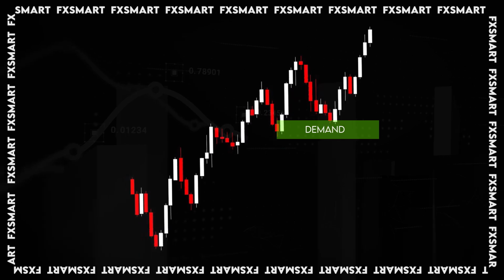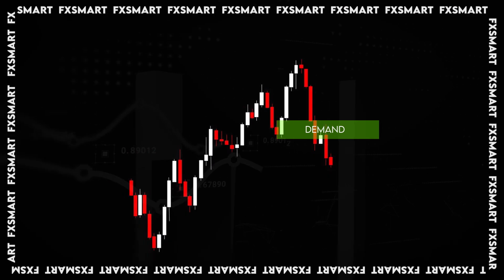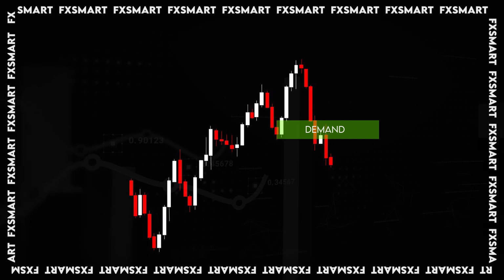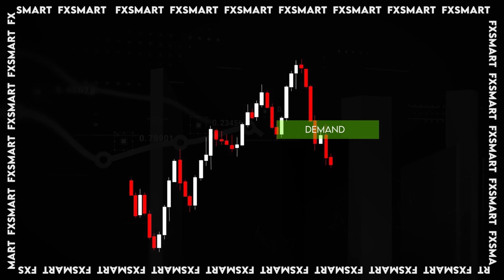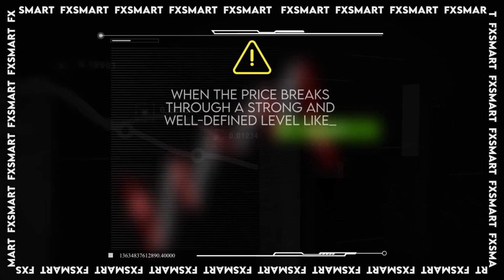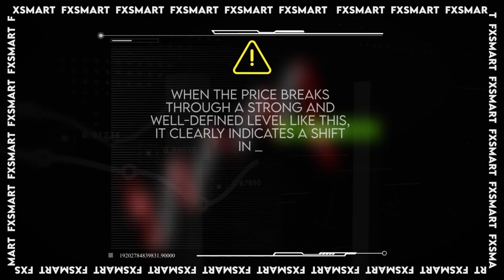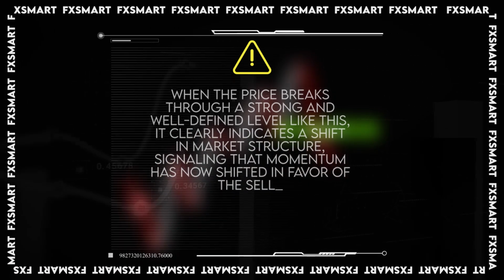However, if the price breaks and closes below this strong demand zone, it suggests that buyers failed to defend the level and that sellers have gained control. This shift signals a potential end to the uptrend and the beginning of a possible reversal. Therefore, when the price breaks through a strong and well-defined level like this, it clearly indicates a shift in market structure, signaling that momentum has now shifted in favor of the sellers.